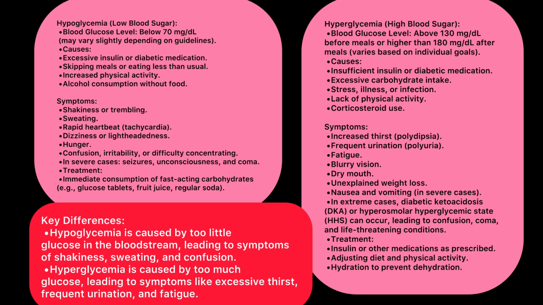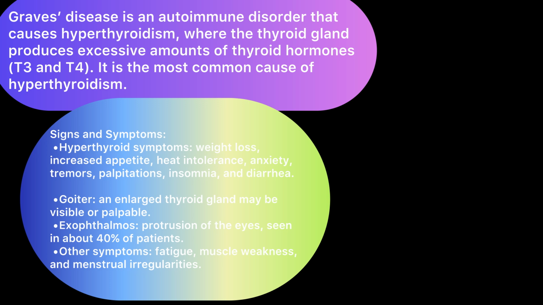And the treatment of hypoglycemia includes immediate management like immediate consumption of fast-acting carbohydrate, glucose tablet, fruit juice or regular soda, and in severe cases direct IV push of dextrose. And the treatment of hyperglycemia includes insulin or other medications as prescribed, adjusting diet and physical activity, and hydration to prevent dehydration. And the final one is Graves' disease.